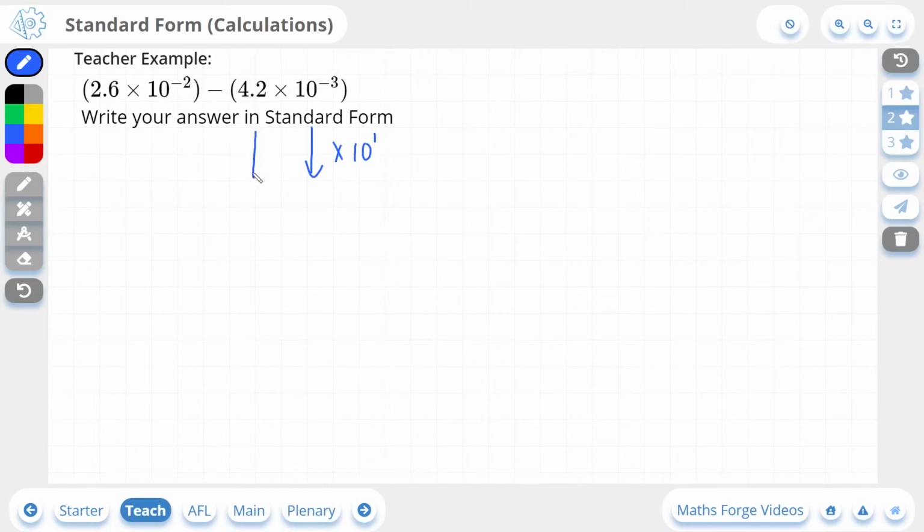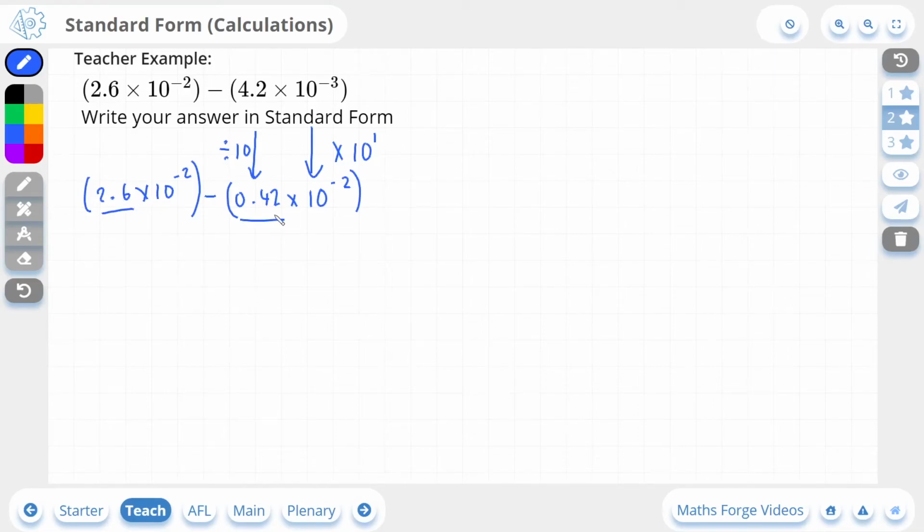Now, in order to do this, I have to divide this 4.2 by 10 to keep things balanced. And we end up with the following. 10 to the power of -2 multiplied by 0.42. And I'll put brackets around this. And this is being subtracted from 2.6 times 10 to the power of -2. Now, since the powers of 10 are the same, I can go ahead and do this 2.6 minus this 0.42 and just write times 10 to the power of -2 at the end.